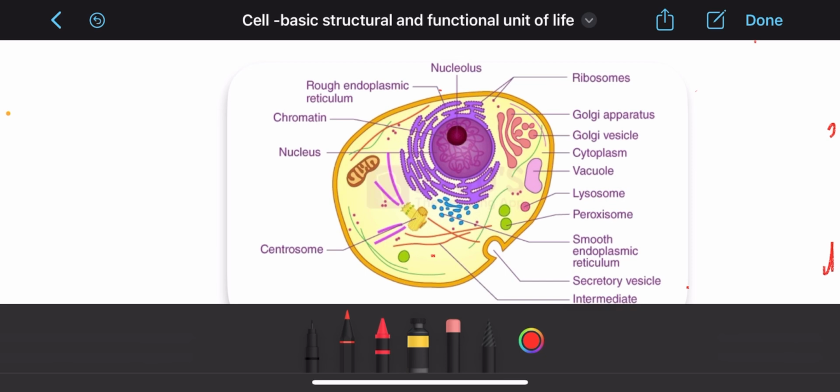Now, with this, we are going to end our discussion on the structure of the cell, and it will be useful for studying the next session, that is cell division. This part was very important in order to understand cell division. For our next session, we are going to take up the topic of cell division.